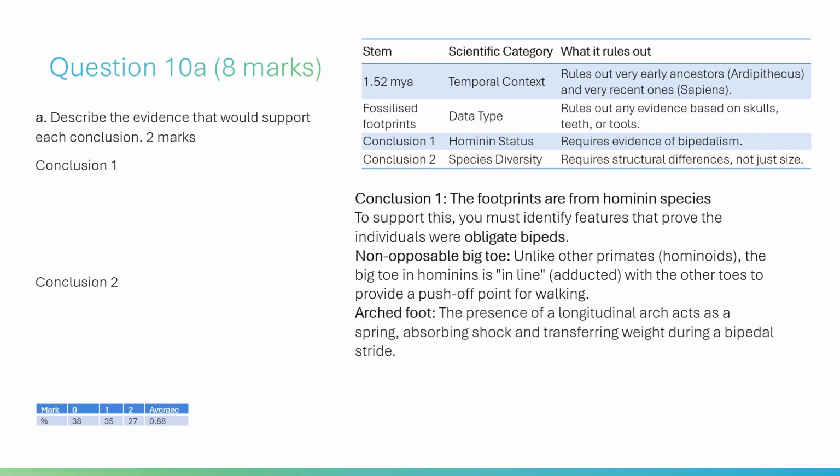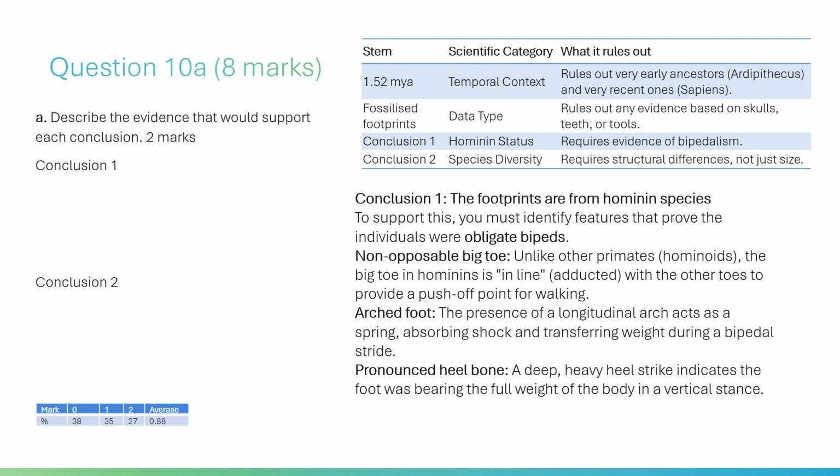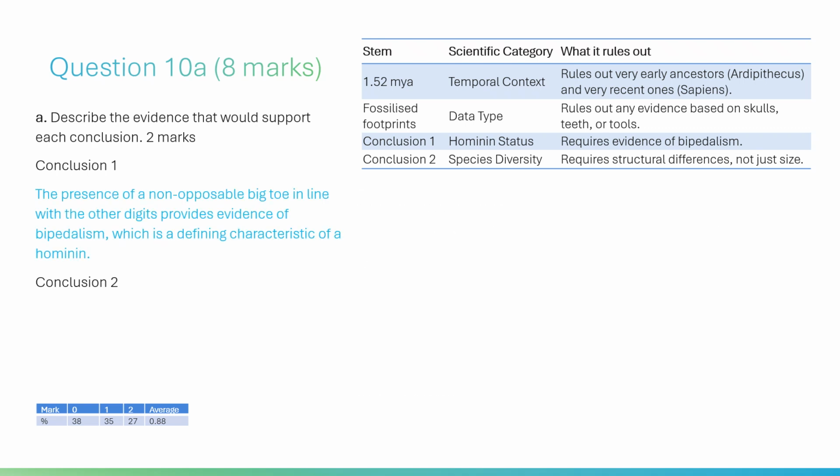Arched foot. The presence of a longitudinal arch acts as a spring, absorbing shock and transferring weight during a bipedal stride. Pronounced heel bone. A deep, heavy heel strike indicates the foot was bearing the full weight of the body in a vertical stance. The presence of a non-opposable big toe in line with the other digits provides evidence of bipedalism, which is a defining characteristic of a hominin.